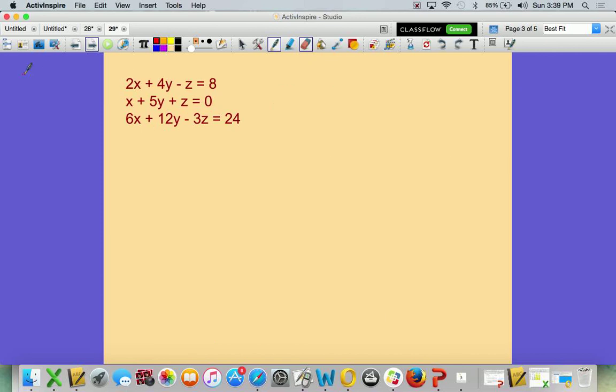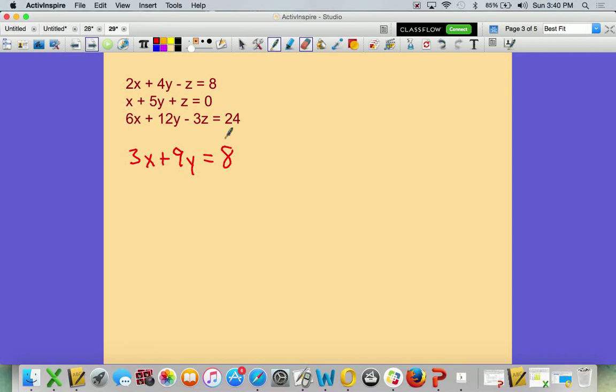Another one. What it's starting to look like is, let's just eliminate z every time. It depends on the problem. But what this looks like is, let's eliminate z first. Normally what we do is, I'm going to add these two together. So when I do that, I get 3x plus 9y, z's go away, equals 8.